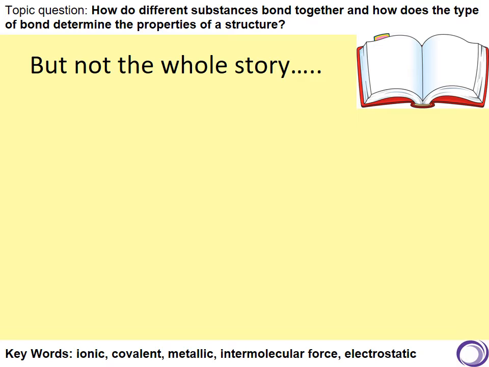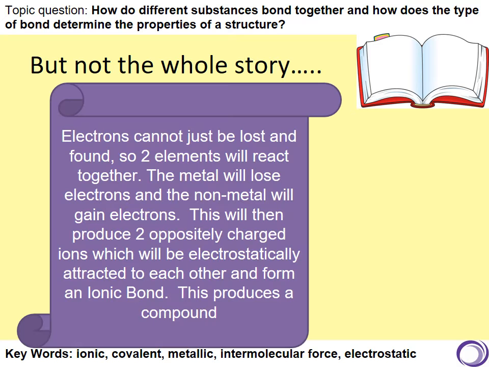But that's not the whole story. We've talked about atoms gaining and losing electrons, but you can't just find electrons and you can't just lose them. So it needs 2 elements to react together, and in the case of ionic bonding, it will be a metal reacting with a non-metal. The metal will lose electrons and the non-metal will gain electrons. This then produces 2 oppositely charged ions, and they become electrostatically attracted to each other and form an ionic bond. This will also produce a compound.